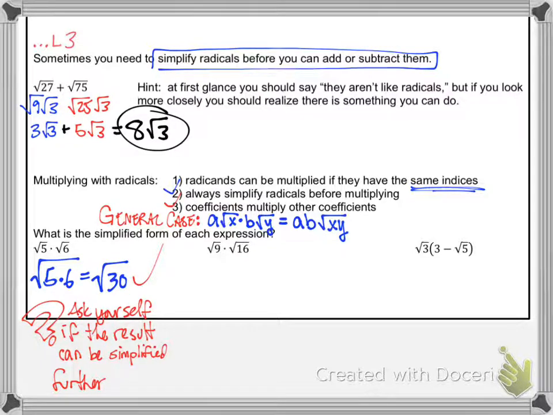Radical 9 times radical 16, we're going to simplify those first. It simplifies to that, multiplying 3 and 4 gives us 12.